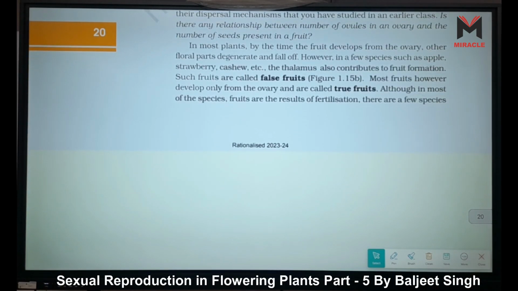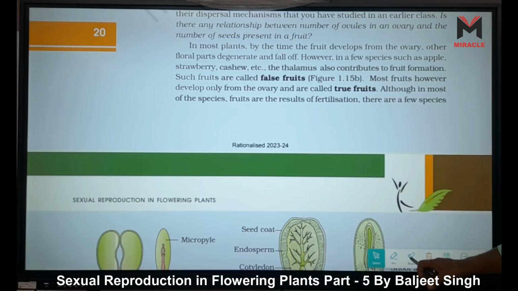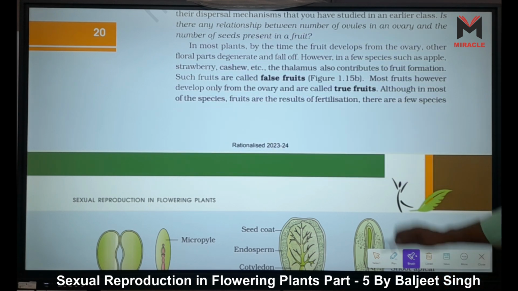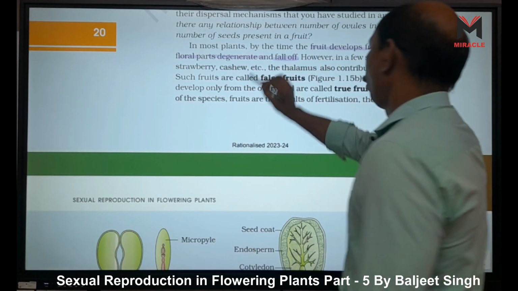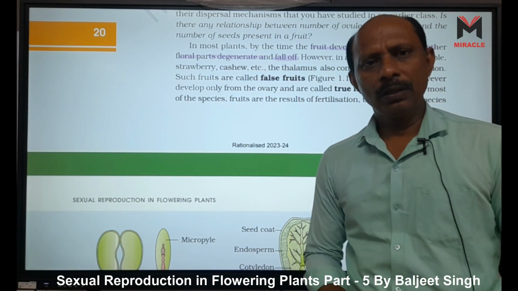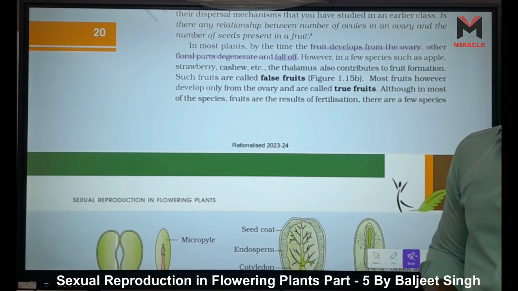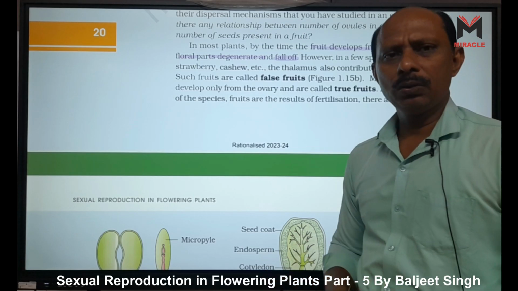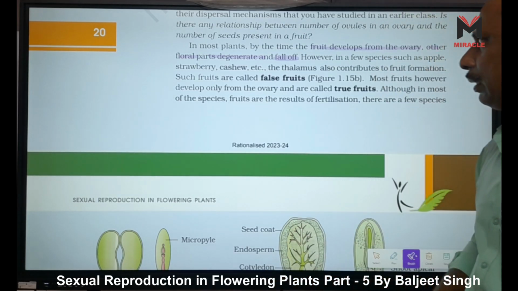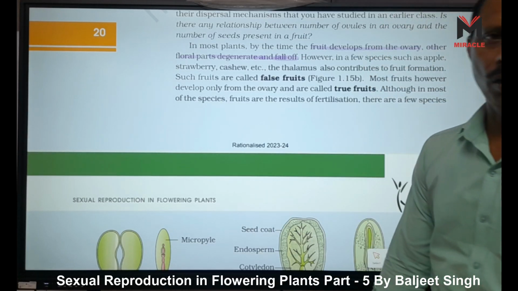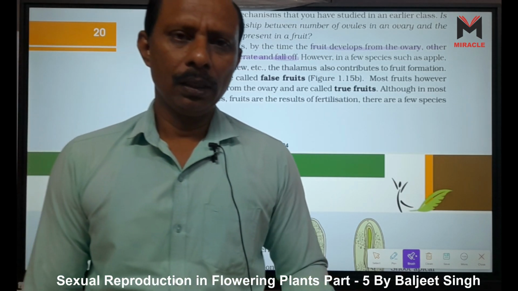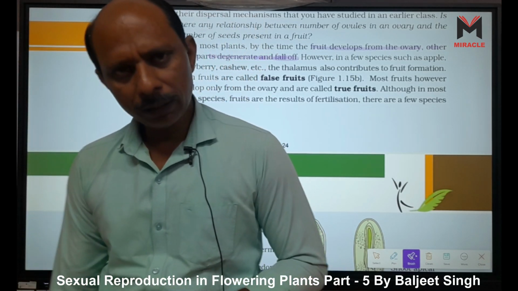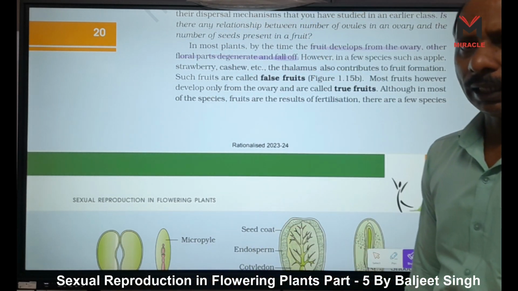In most plants, by the time the fruit develops from the ovary, the other floral parts degenerate and fall off. Other floral parts means petals, sepals, that is calyx, corolla, androecium, stamens, right? Stigma also, and style also, degenerate and fall off. But sometimes, as in brinjal and tomato, the calyx is persistent, right? But mostly the other parts degenerate and fall off.